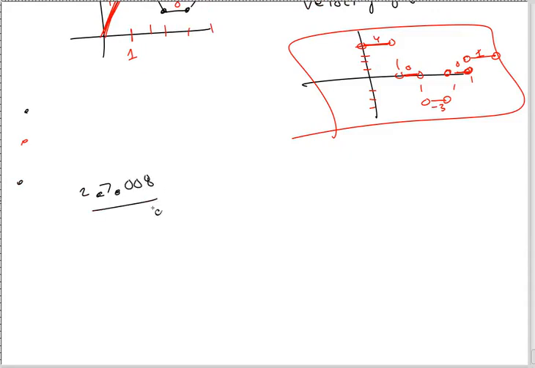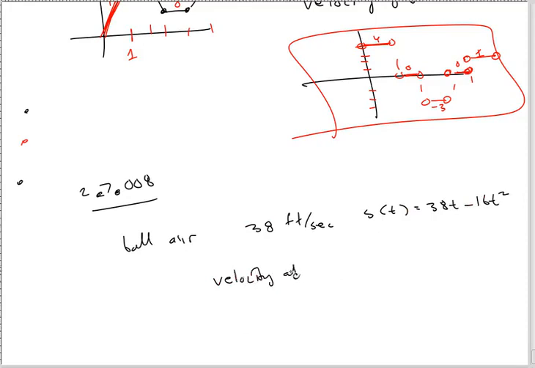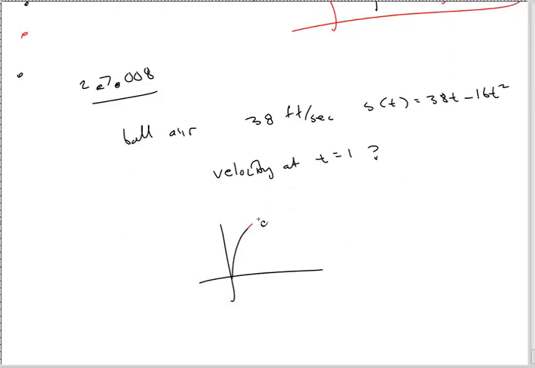Problem 708. They say this is a ball in the air, going at 38 feet per second initially. They give me an s of t, which is like a position function, of 38t minus 16t squared. It says find the velocity at t equals 1. What's really going on is that we have a ball thrown up in the air and then it comes back down. But it doesn't look like this.